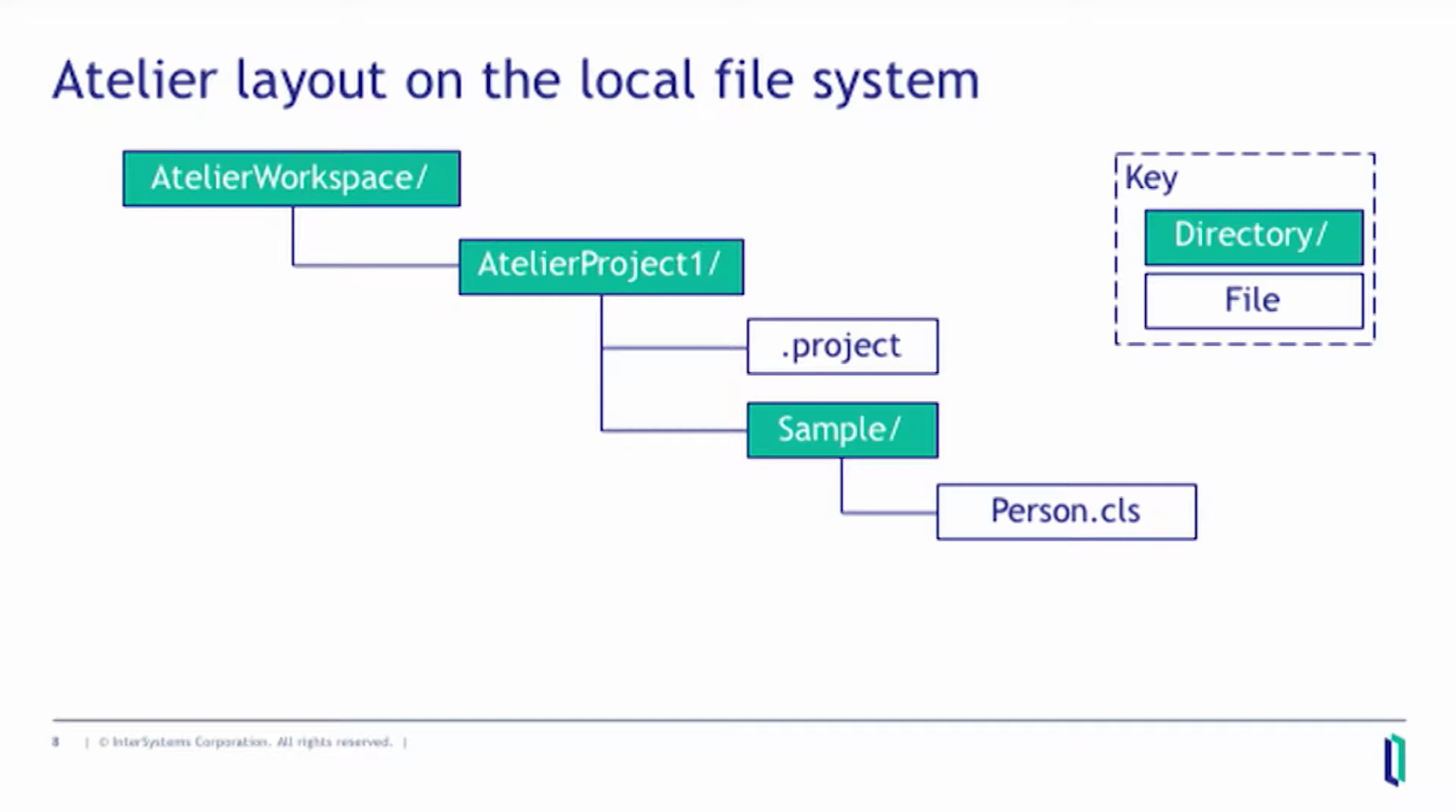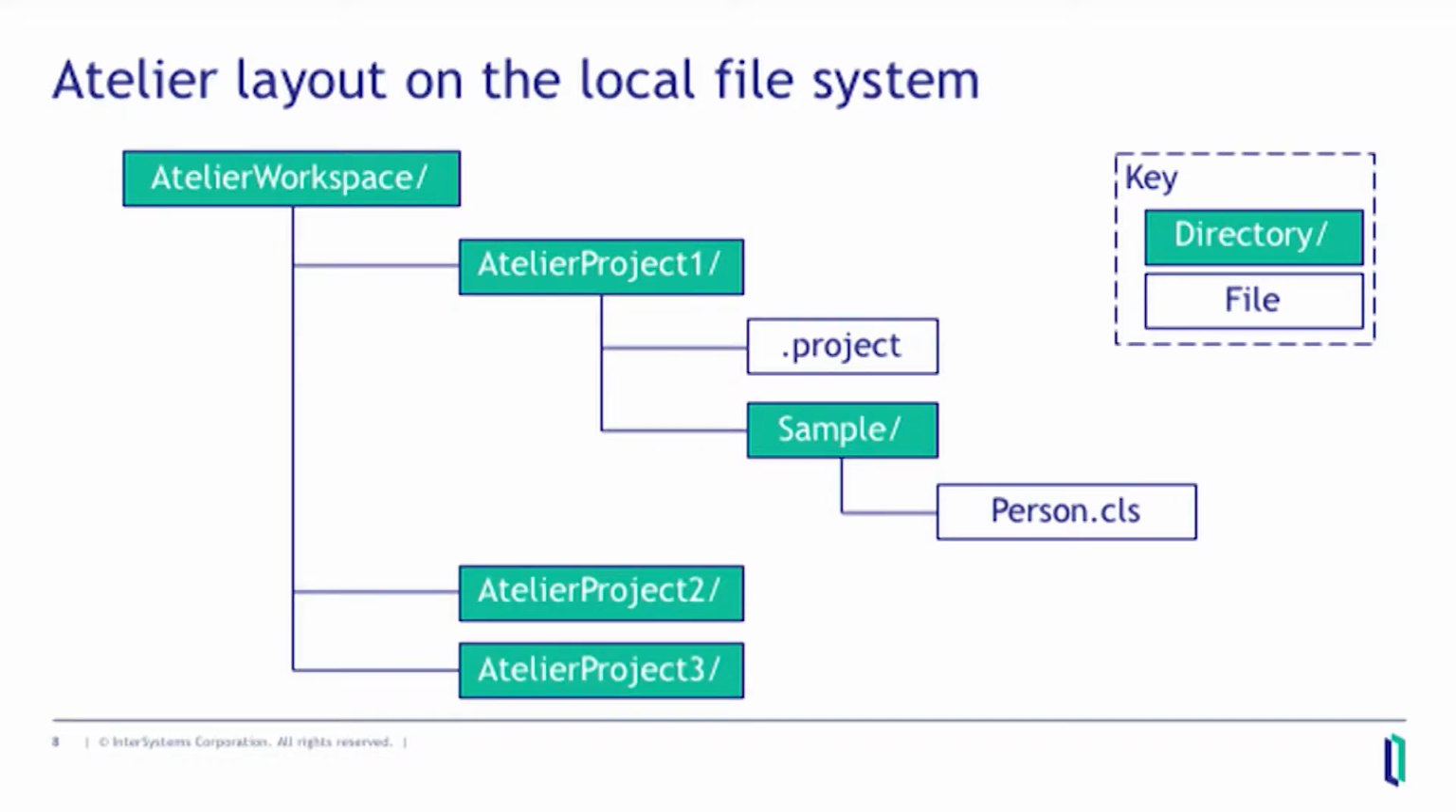The way we store that code right now is that your packages are going to be directories, and then the actual code is in a file underneath. In this example, I've copied the sample.person class into a project that I named Atelier Project 1. You see that stored in a directory called sample, and the actual class code is in a UDL file called person.class. You can have as many projects as you want underneath that workspace, and you'll see similar formatting under all of those.